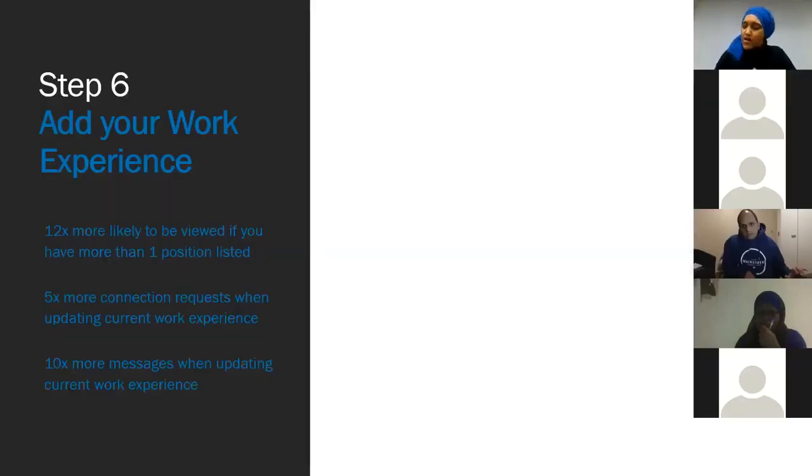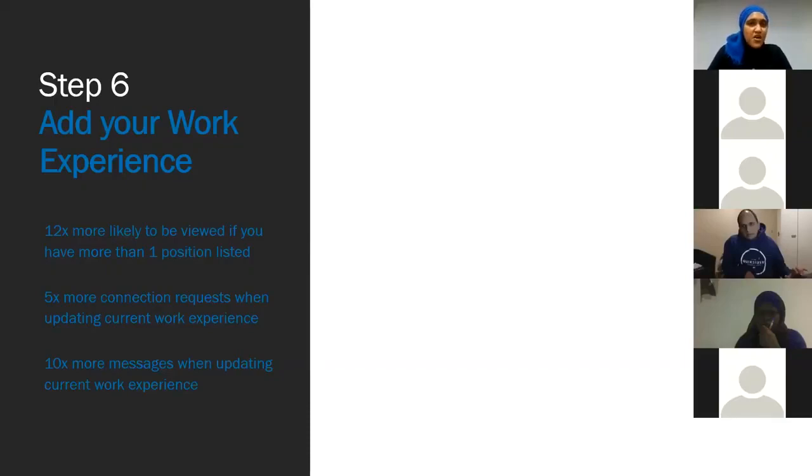Getting away from that, going on to step 4. Step 4 is adding your work experience. Now, as you know, this is very important because this is where you showcase your professional skills. So you are 12 times more likely to be viewed if you have more than one position listed. So make sure you list all your work experience, even if it's internships or part-time work or anything like that.